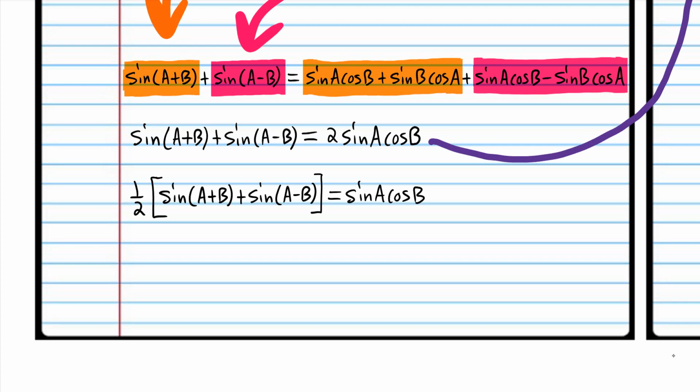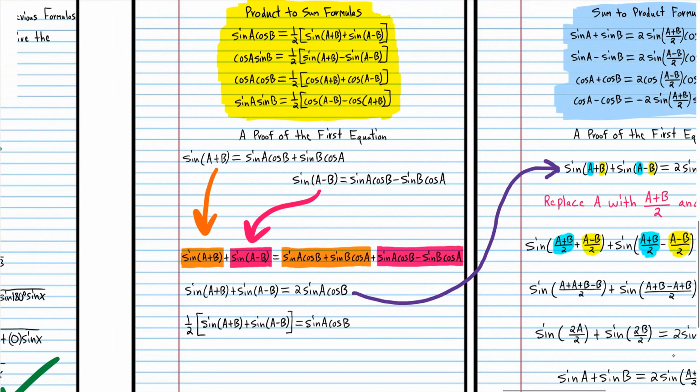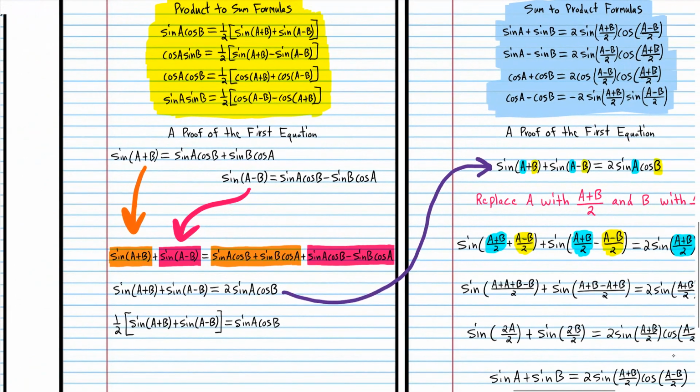So that is the product to sum formula. You have a product and you're converting to a sum. As you can see, they're fairly easily derived.